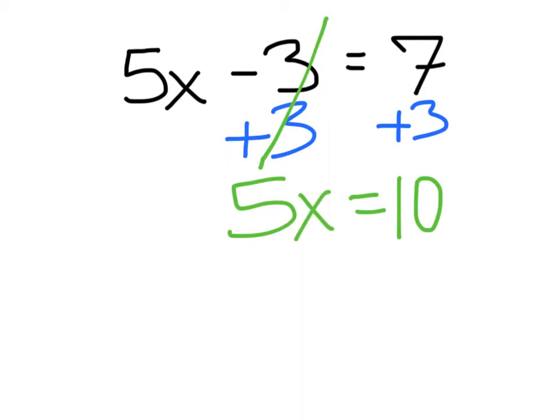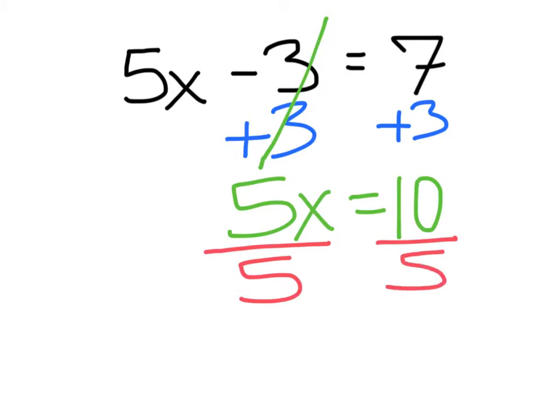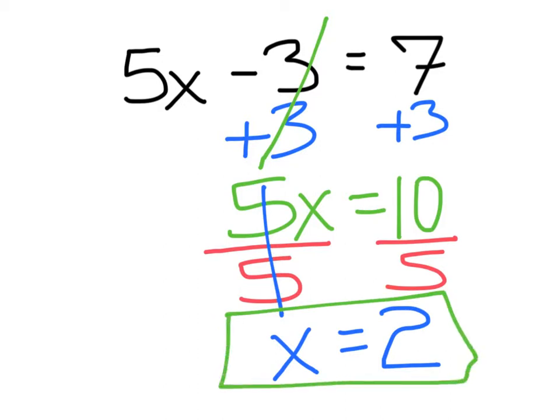The next thing that we're going to have to do is the inverse operation, and I know that 5x is 5 times x, and the opposite of multiplication is division. So we're going to divide both sides by 5, and it's going to look like this. The 5's are going to cancel out, so we're just left with x, and x equals what? Well, 10 divided by 5 is 2. This is our answer. Nice, let's keep practicing.